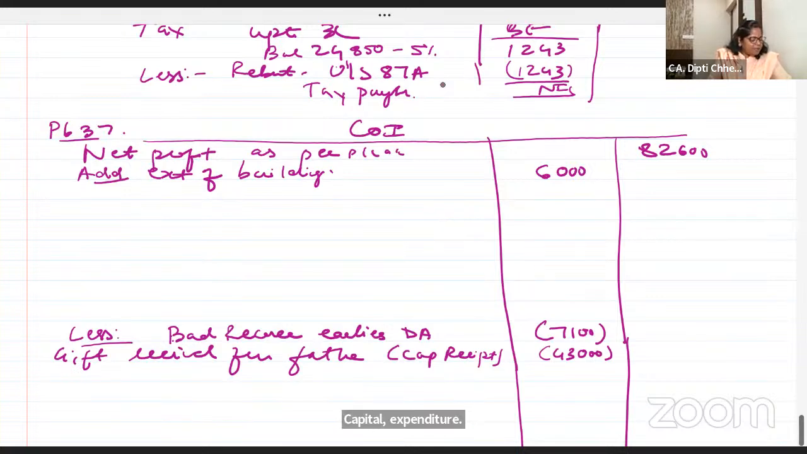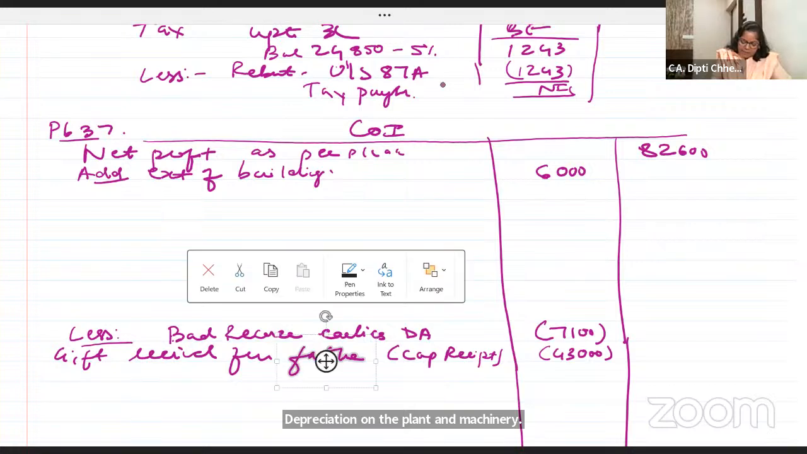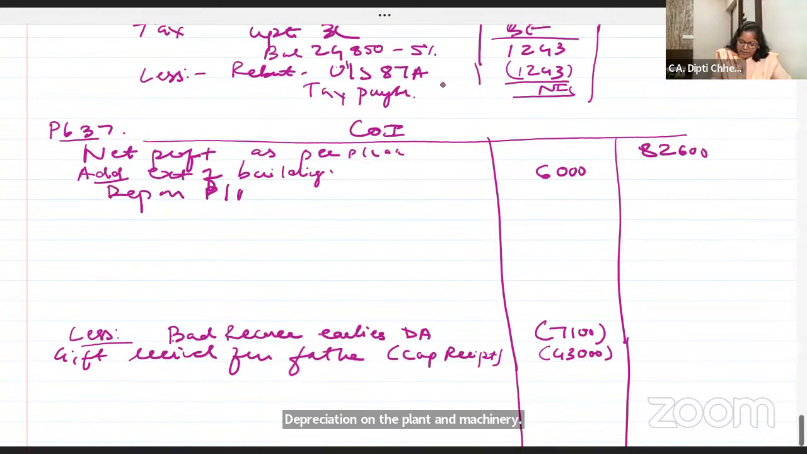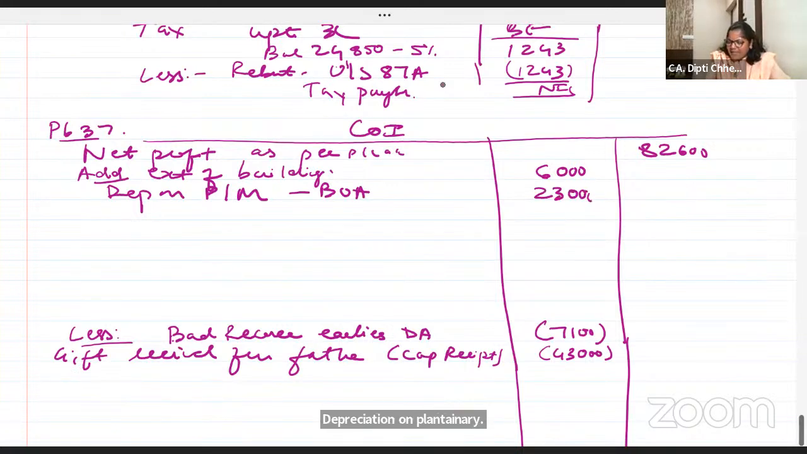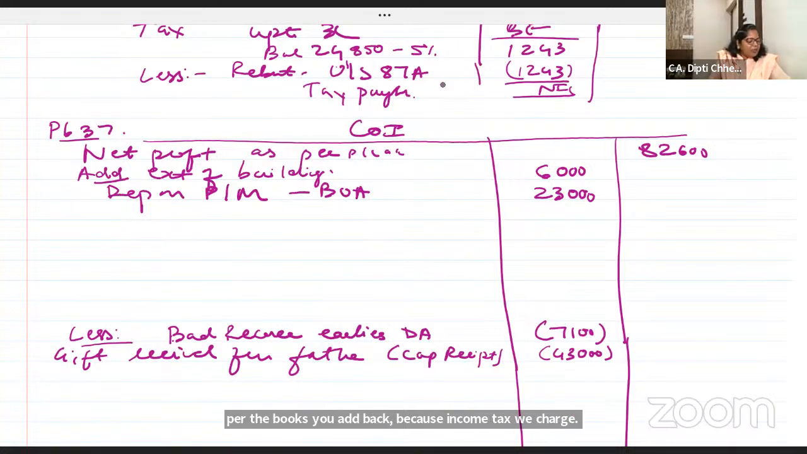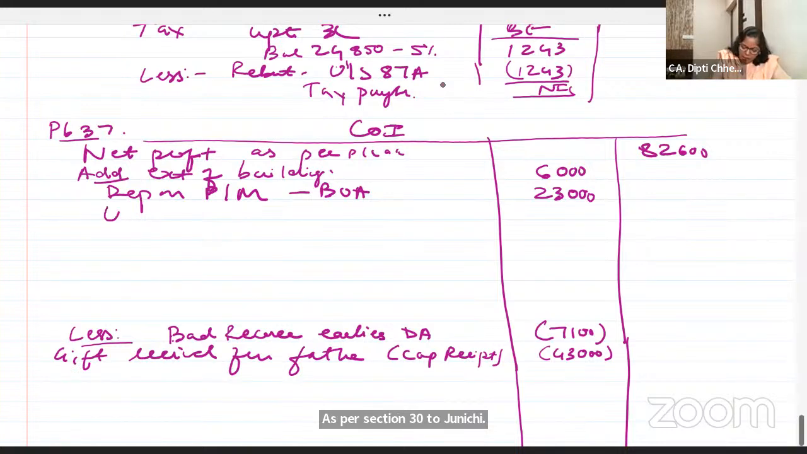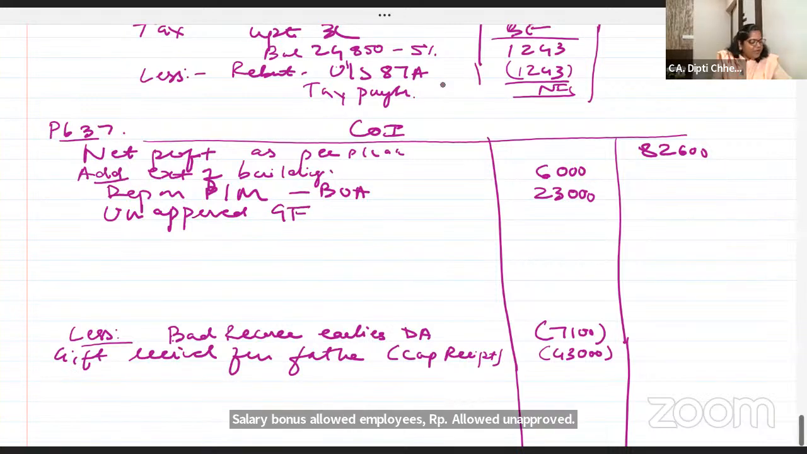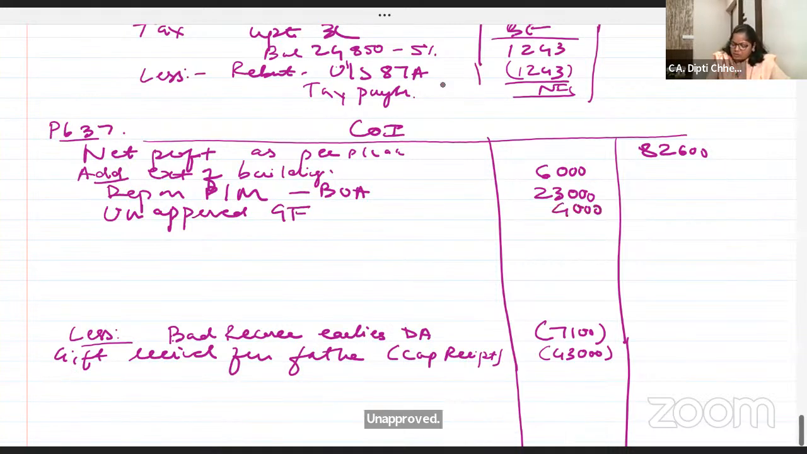Depreciation on the plant and machinery. As per books, add back. Depreciation on plant and machinery, as per the books, you add back because income tax we charge as per section 32 जो नीचे आएगा. Salary bonus allowed, employees PF allowed, unapproved gratuity fund, pension fund not allowed. GST, provision for GST.